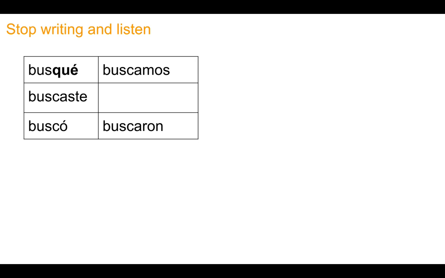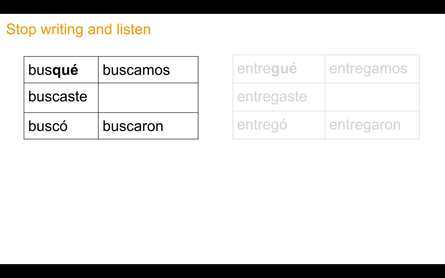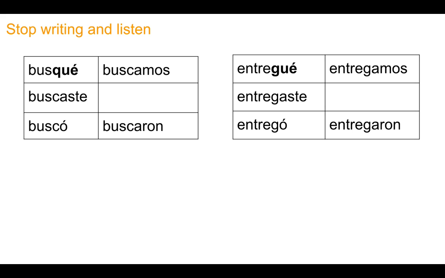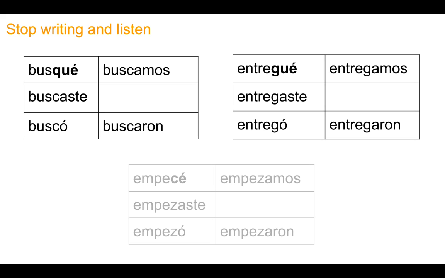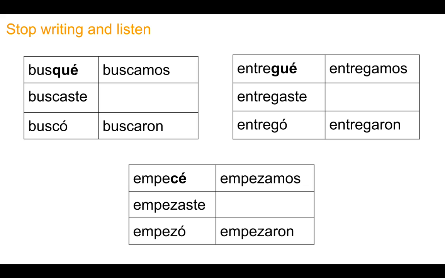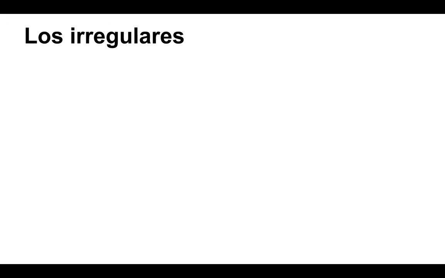Okay, now stop writing and listen for a moment. There are certain verbs that will only change in the yo form, or they are only irregular in the yo form. For example, buscar only is irregular in the yo form. The rest of the conjugation is normal in the preterite. Entregar is only irregular in the yo form. Same as empezar, there is only an irregular change in the yo form. Now let's go ahead and start writing again.